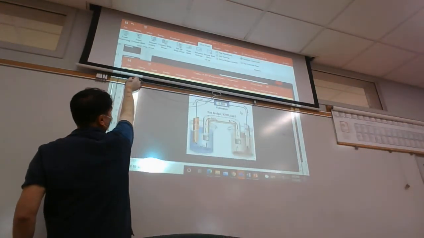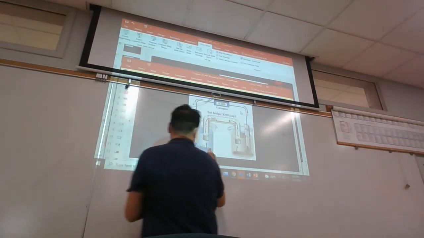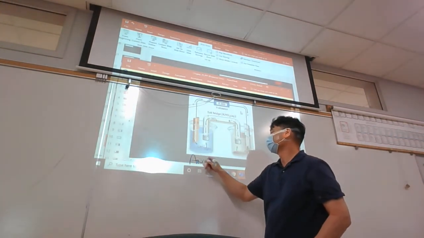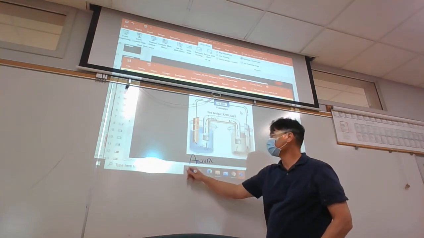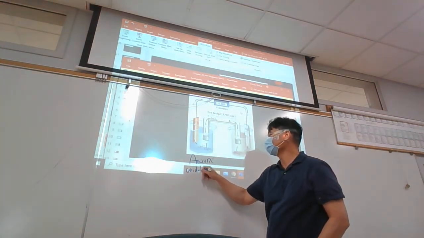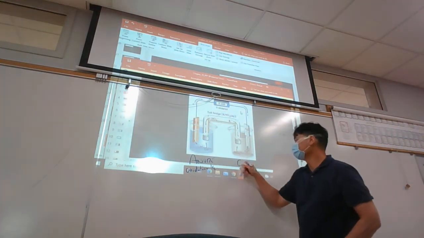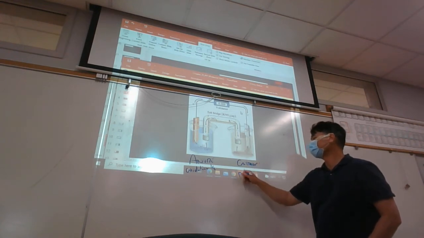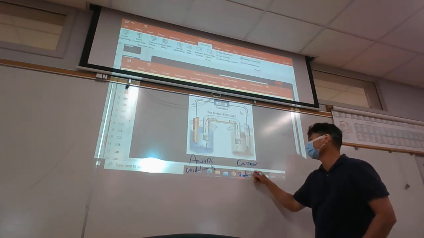All right, looking at the parts to this. Over here on the left, we have the anode. In the anode, this is where oxidation occurs, so we call this the oxidation half. Over here is the cathode, and at the cathode, we have reduction occur. So this would be the reduction half.